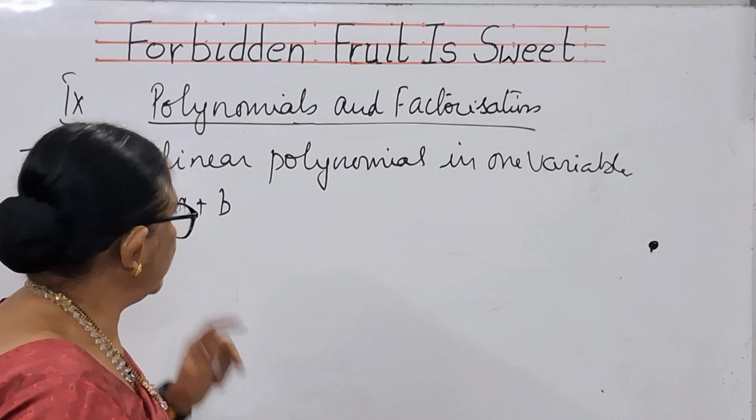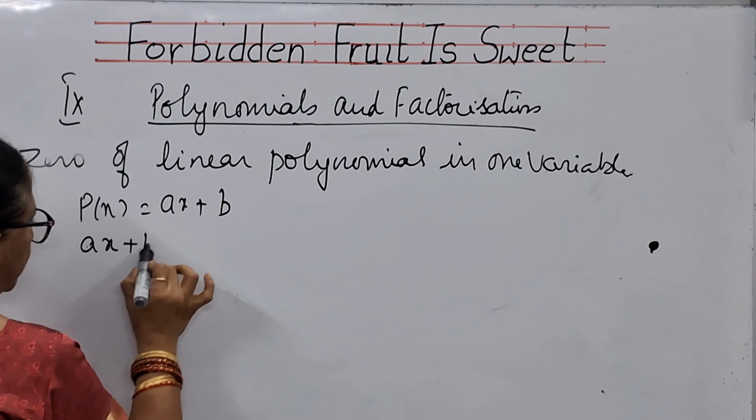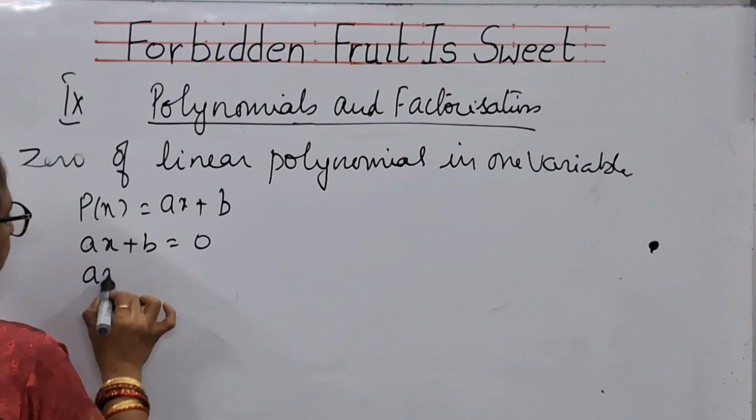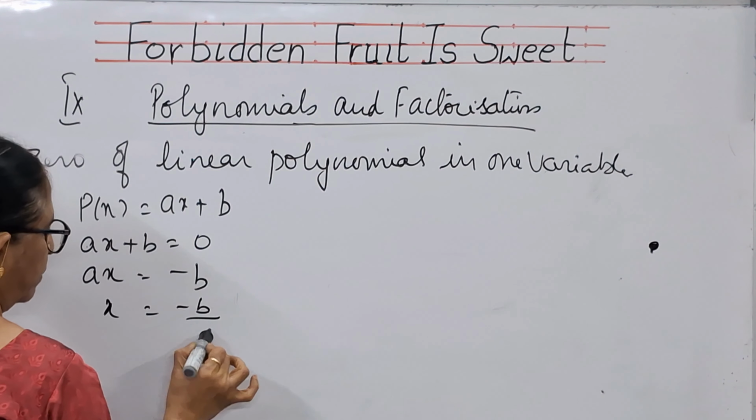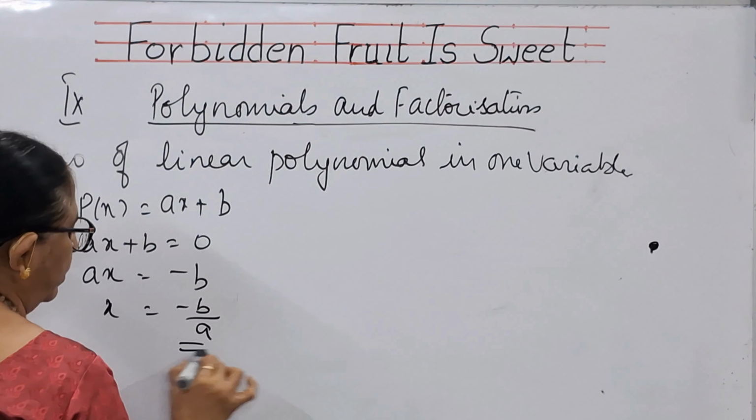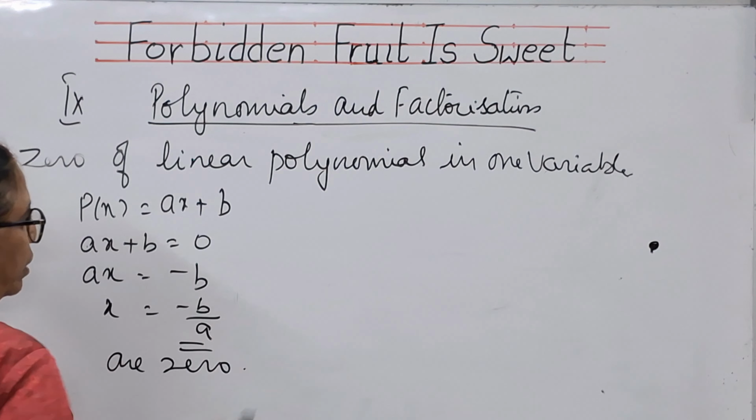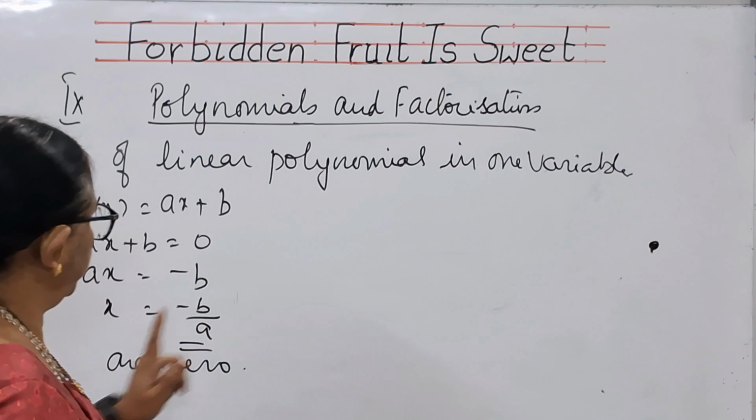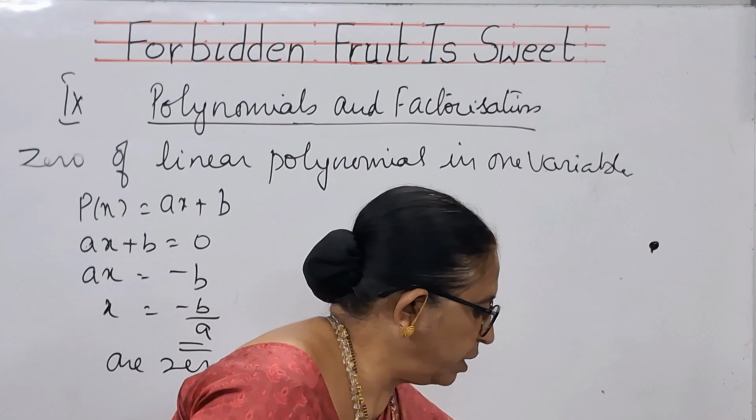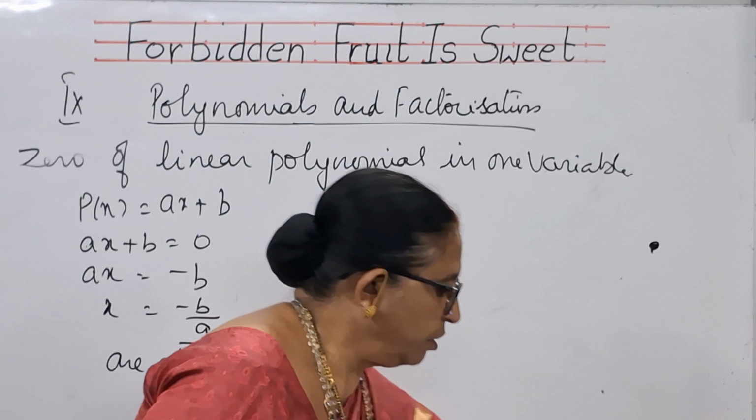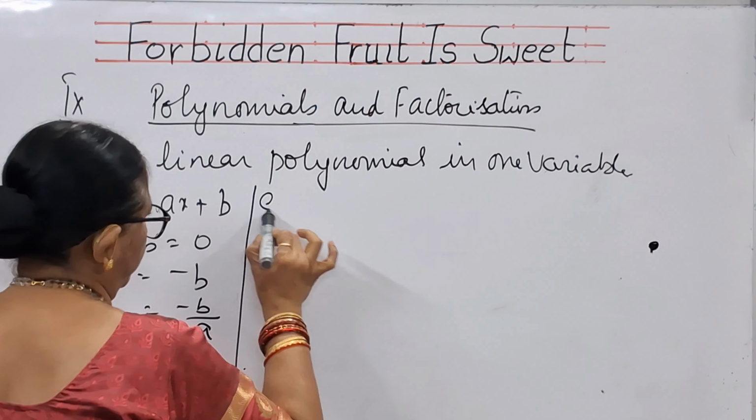So in this case, what will be the zero? ax plus b is equal to 0. ax is equal to minus b. x is equal to minus b by a. So always we will be getting only 1 zero. For linear polynomials, solution will be only 1. Okay. Now we will go to example 4.